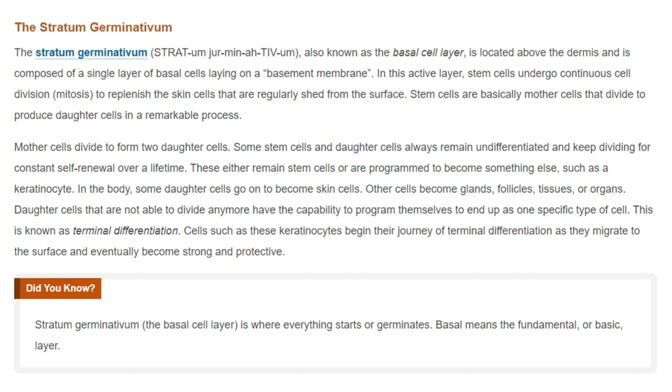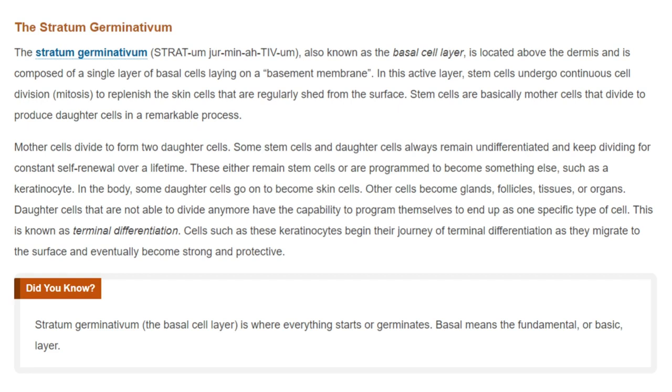Mother cells divide to form 2 daughter cells. Some stem cells and daughter cells always remain undifferentiated and keep dividing for constant self-renewal over a lifetime. These either remain stem cells or are programmed to become something else, such as a keratinocyte. In the body, some daughter cells go on to become skin cells. Other cells become glands, follicles, tissues, or organs.